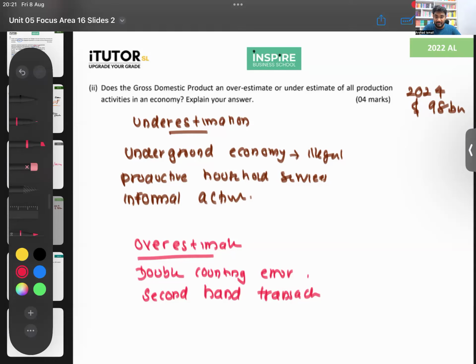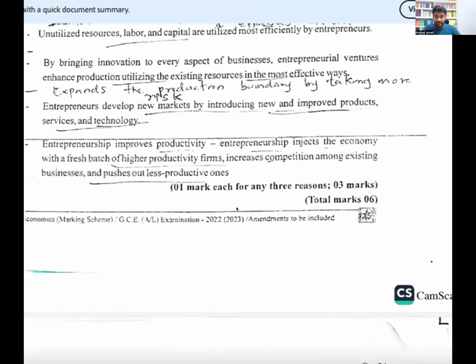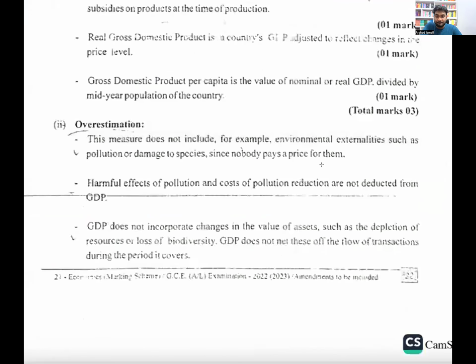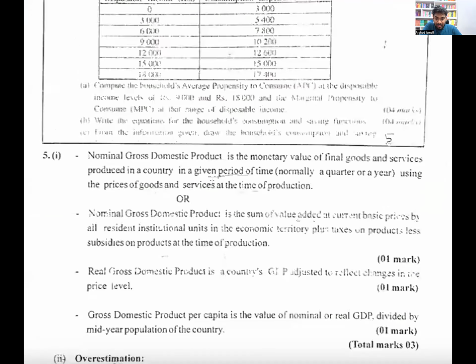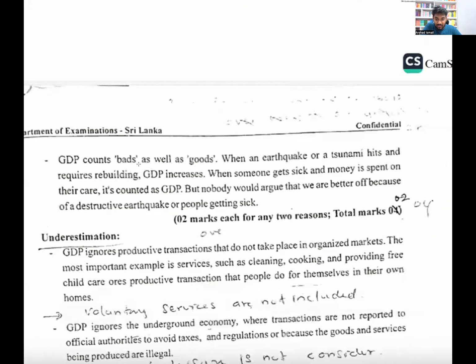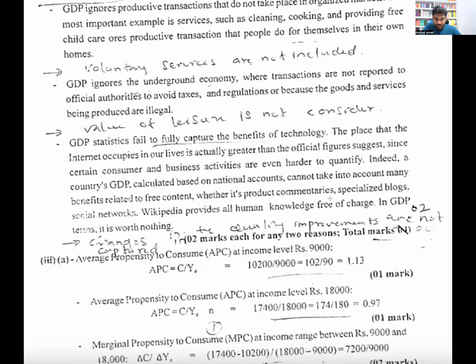2022 A-level answers. Marking scheme is a little bad. I'll share the marking scheme. Hold on. This is the marking scheme I have. It's not the most clear one. How many marks is that question? 4 marks, no? No, you have to write for both. No. 2 marks each for any 2 reasons. Total. How is it given? 2 marks each for any 2 reasons. Total.